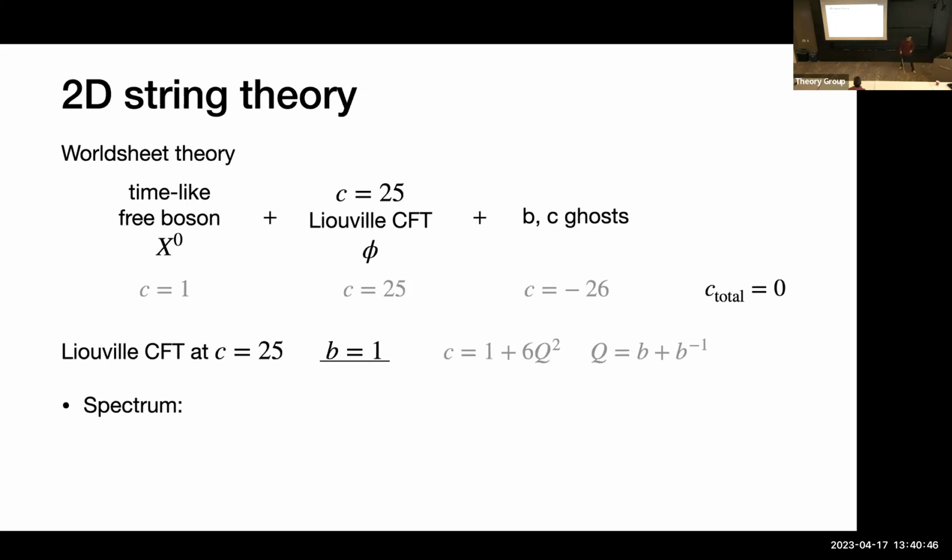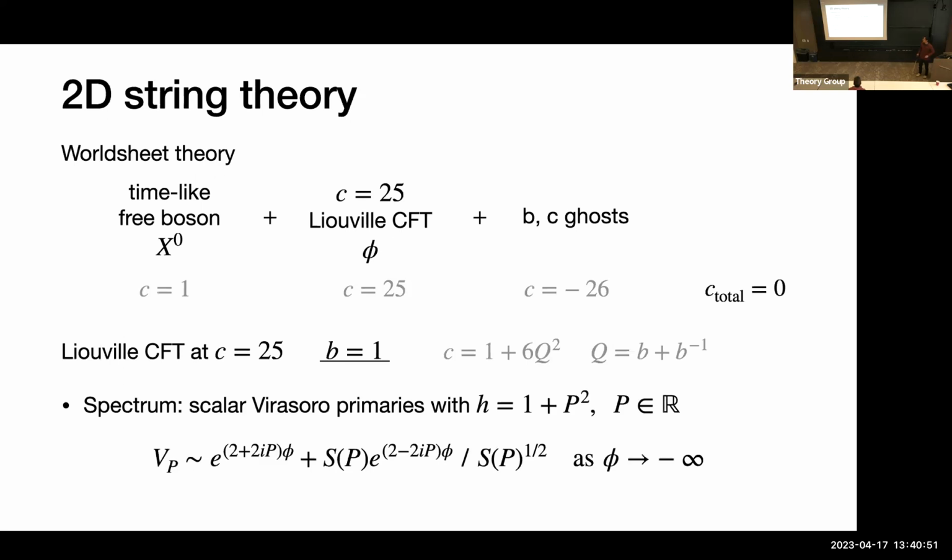So the spectrum, the first piece of data, is the list of operators of the theory. They come in a continuous family of scalar Virasoro primaries, with dimension precisely of this form, 1 plus p squared, where p is just a real number, colloquially called the Liouville momentum. You can think of them, at least in the asymptotic region, as just describing this. I'll denote all these scalar Virasoro primaries as V_p abstractly, but you can think of them as plane waves shifted by the background charge Q, which in this case is 2.